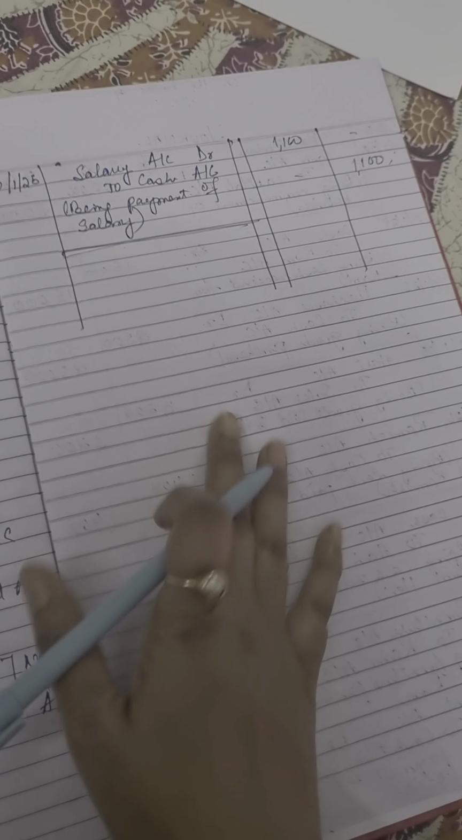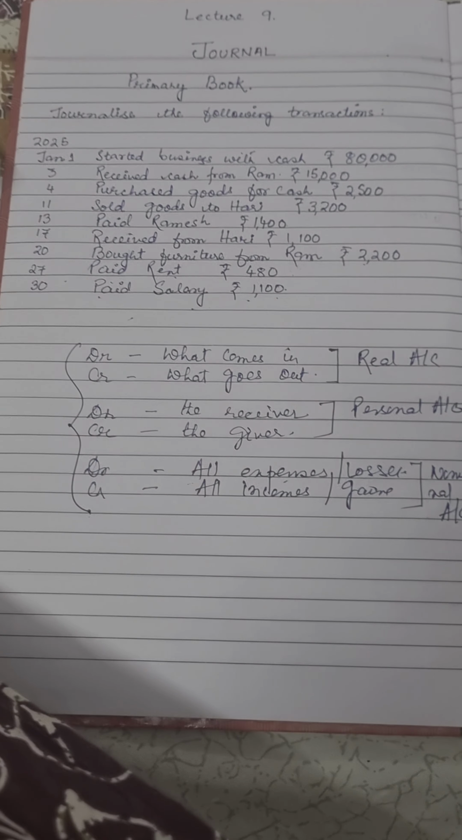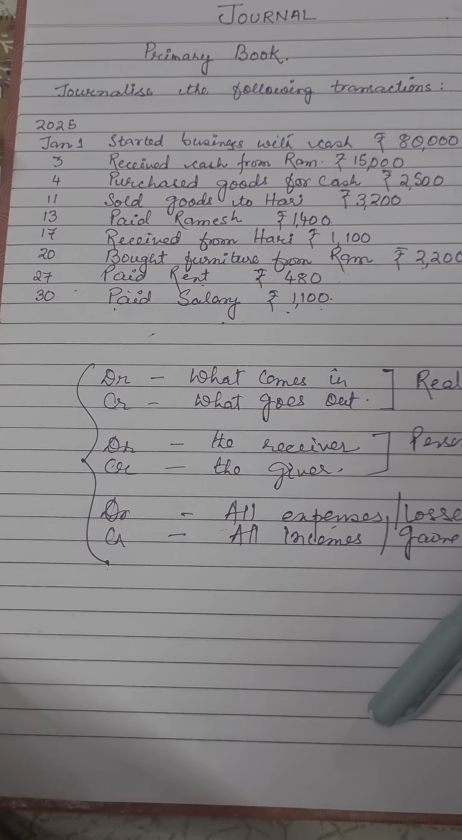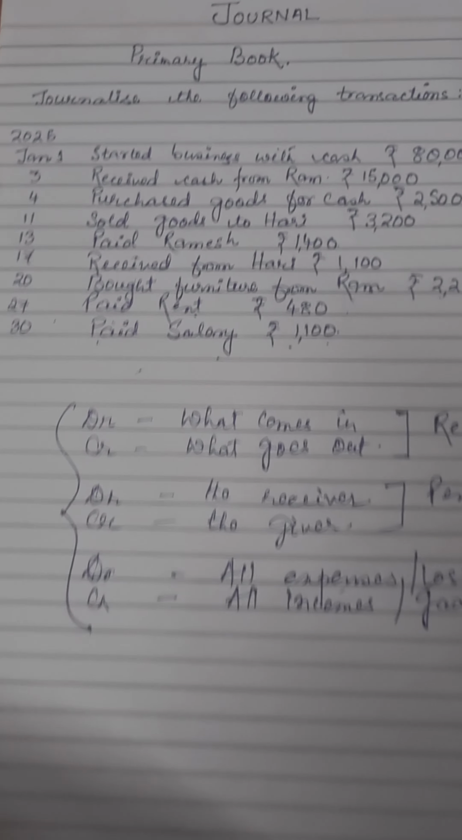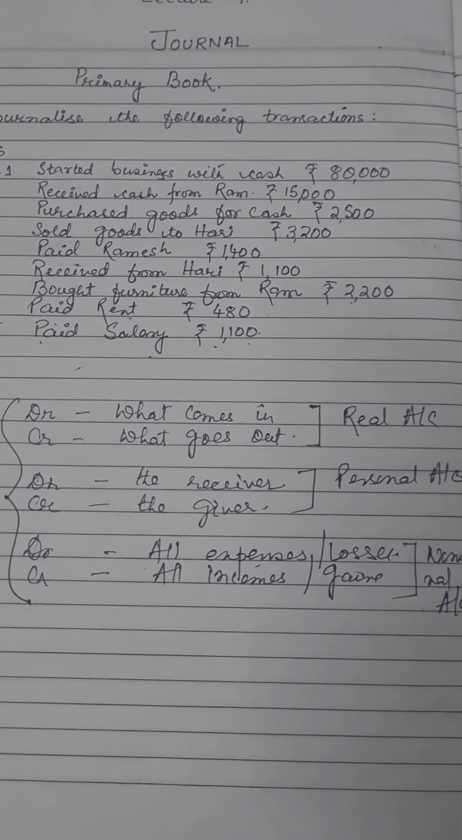So that's all, friends. We completed this first problem. I know that this is the first problem, so there will be a little difficulty to understand, but if you remember the rules of debit and credit, it will be easy. Just that you have to recap, and please rewind this video again and again.